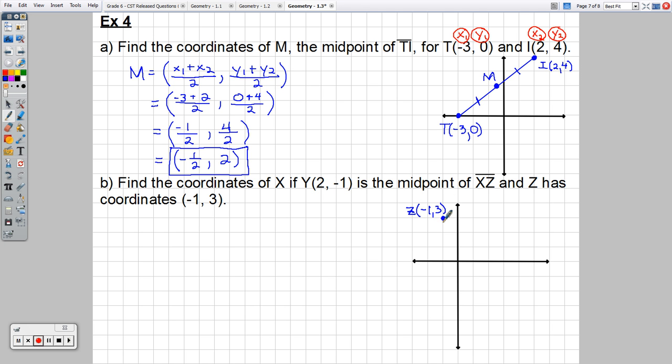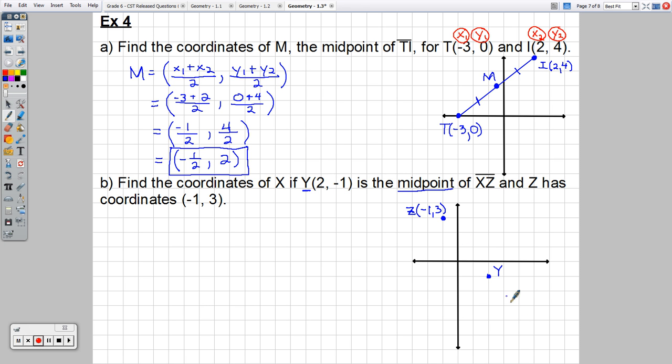So this is one of the endpoints. Z is right there. Y is the midpoint, so this is the midpoint of segment XZ, at 2, -1. This apparently is the midpoint of this whole segment. So x is going to be on the other side of y, going down this way.